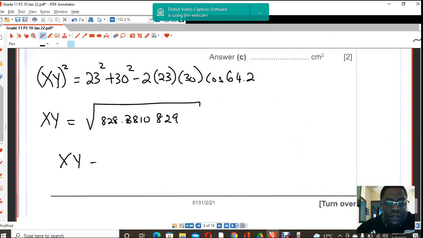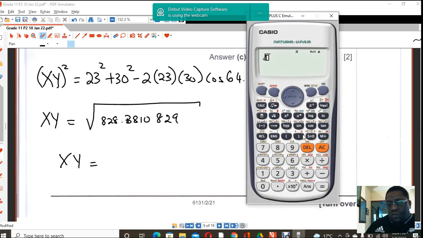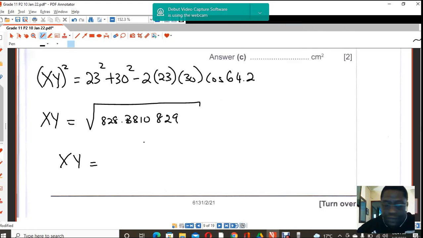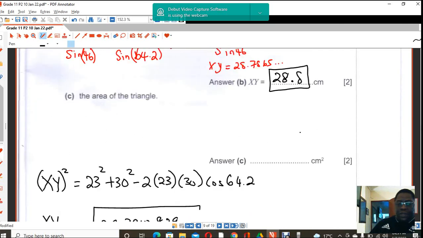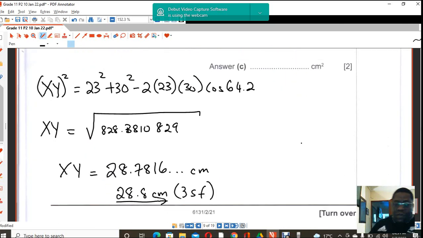So xy, therefore, you then find the square root of the answer. So I'm going to say square root of answer: 28.7816, blah blah blah, centimeter. So therefore it's 28.8 centimeters to three significant figures. Can you see that? The answer rounds to the same requirement. Okay, so that is also how you could have done part B.